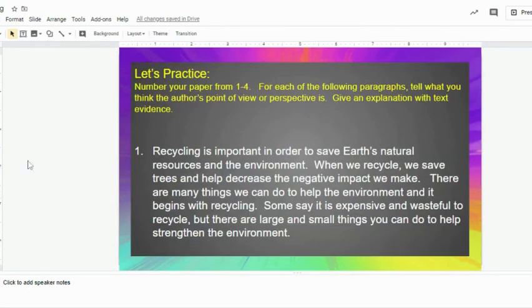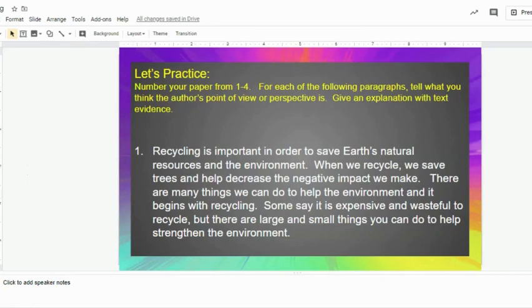We're going to practice. We're going to look at 3 short paragraphs, and we are going to talk about what we think the author's perspective is, their point of view, their position on the topic, and we're going to pick out the evidence that proves that. So this first paragraph is about recycling.